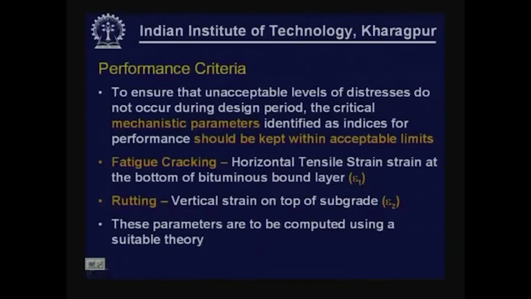Just to repeat, for fatigue cracking, we have identified horizontal tensile strain at the bottom of the bituminous bound layer, epsilon t, as the critical parameter. For rutting, vertical strain on top of subgrade, epsilon z, is the critical parameter. These two strain values can be computed using a suitable theory. So, we have to select a suitable theory to analyze pavements, then calculate them, and then decide, depending on the values of these two strains, whether a given pavement is going to be an acceptable design solution or not.